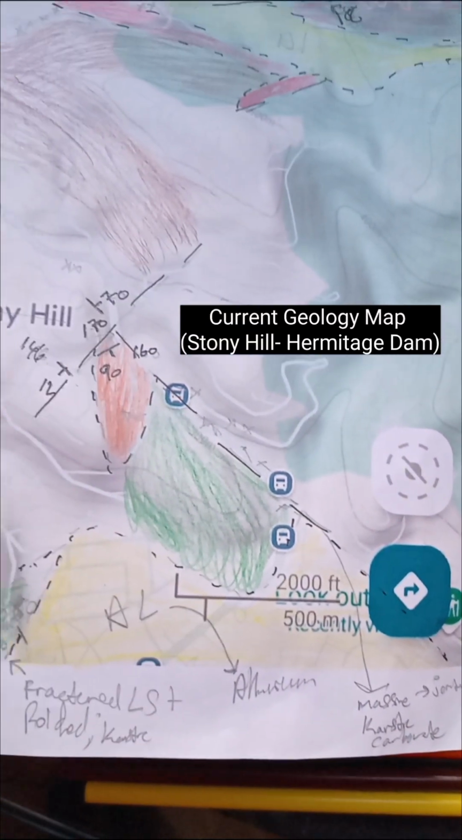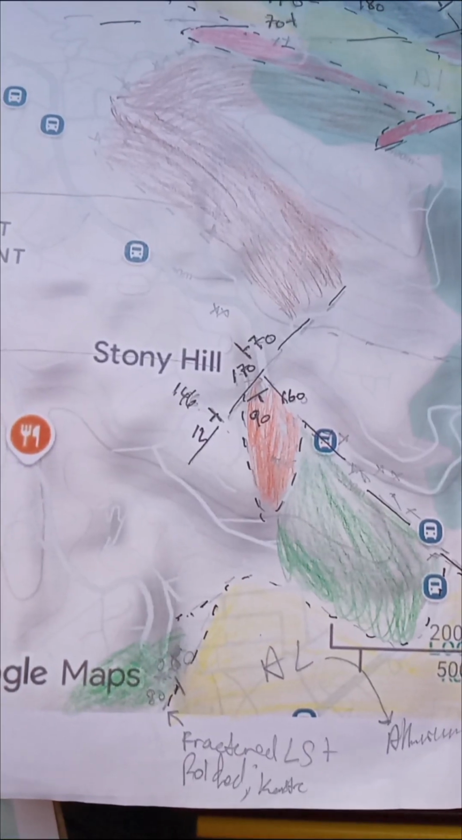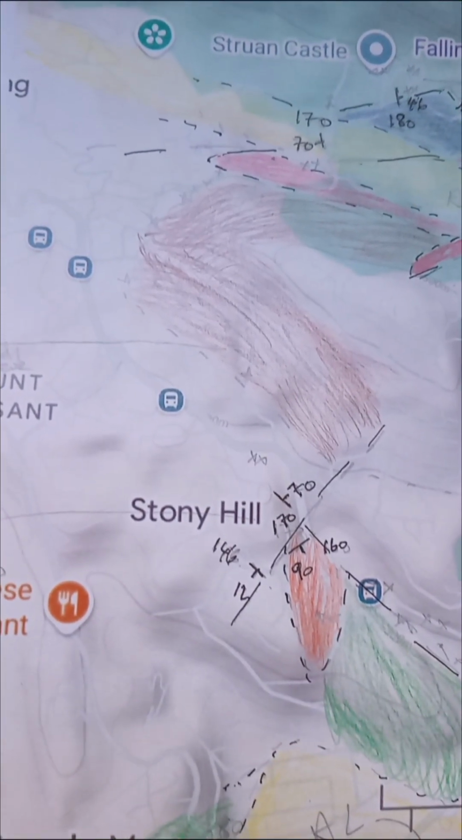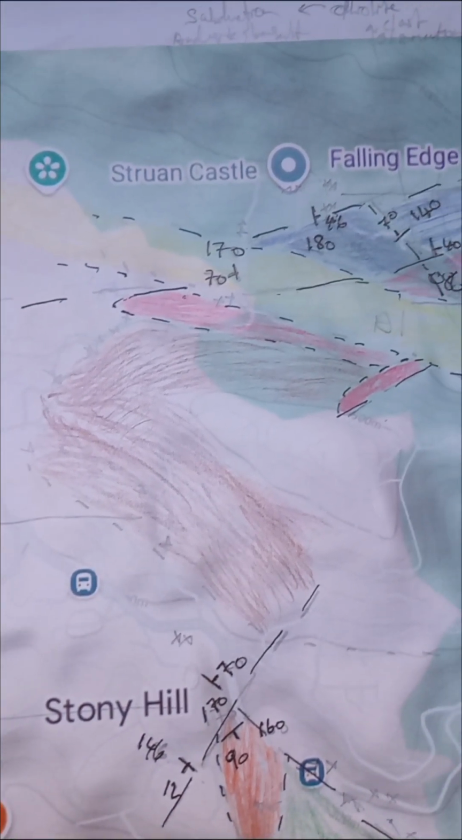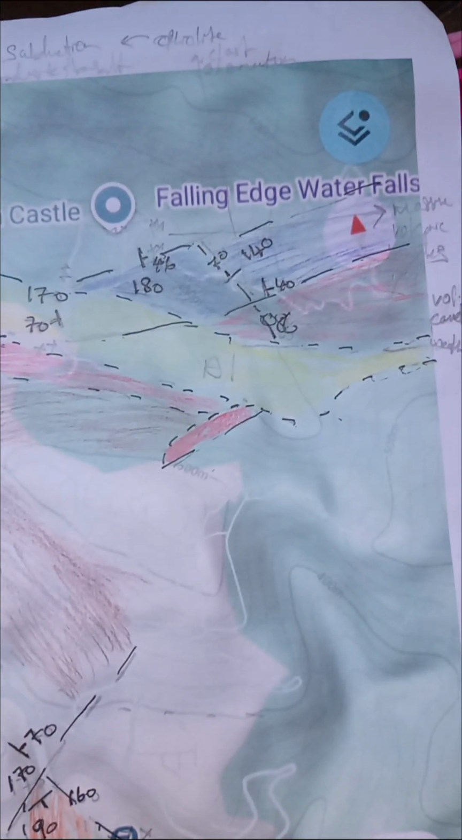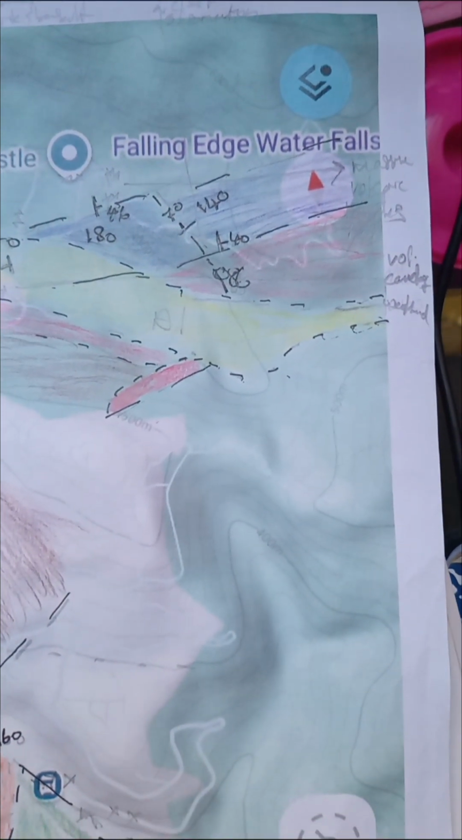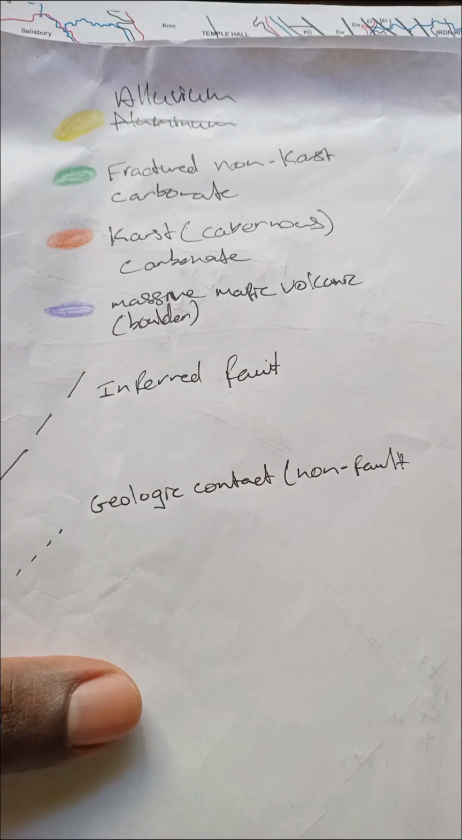So this is the current geology map for the area I covered, Stony Hill through to Hermitage Dam. You'll notice some areas are blank, so that's because those are the areas I did not cover with my mapping. This is just a general key for the colors that you would have observed in the previous clip. So all of this overall gives a description of what it is that I observed whilst in the field.